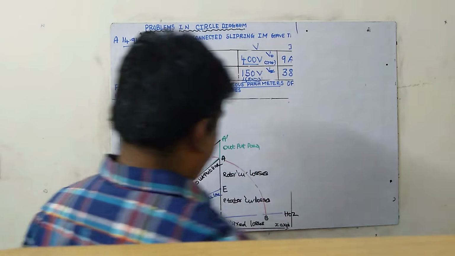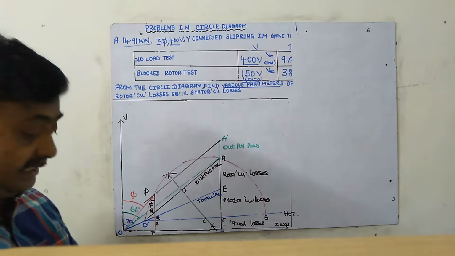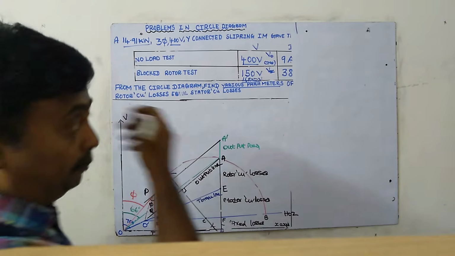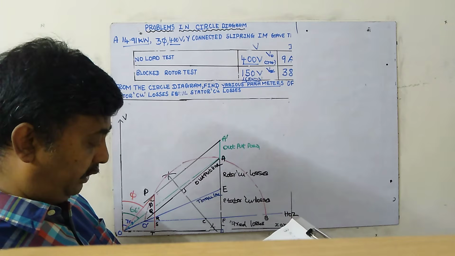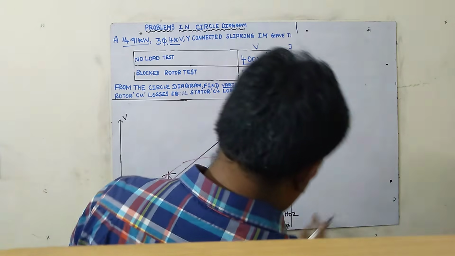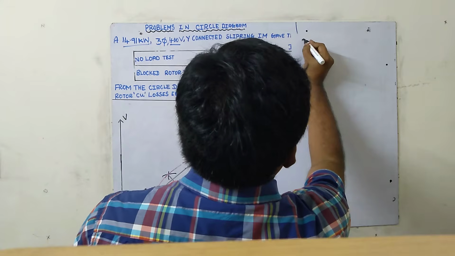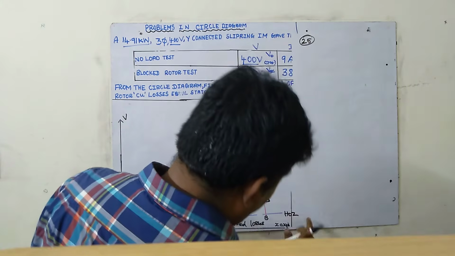what we have seen so far: up to efficiency I have seen. Next, slip, a very important concept. What is the point number? I forget, I think 25.